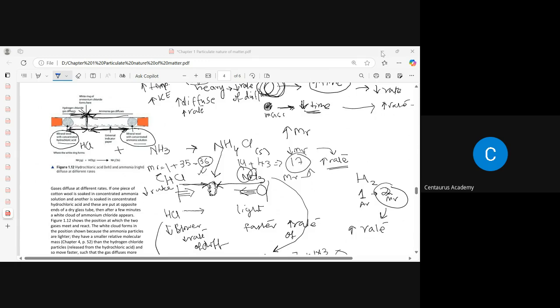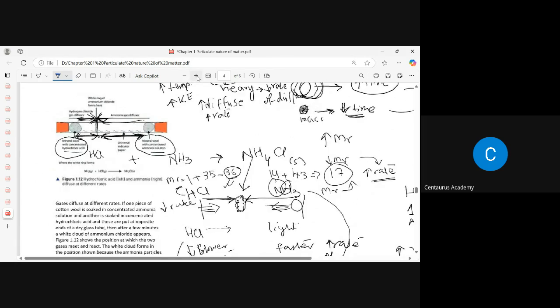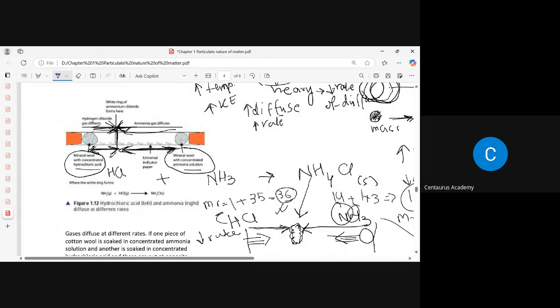Okay. So lastly, we basically have a representation of how this takes place. So if this is a closed tube, you see here, this is a closed tube. At both ends, you have a stopper or a bung which is inserted on both sides, and there are two cotton wools. One is dipped in concentrated hydrochloric acid, and one is dipped in concentrated ammonia solution.